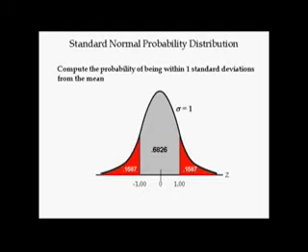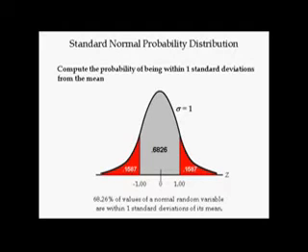equals 0.6826. Thus, 68.26% of values of a normal random variable are within one standard deviation of its mean. Hence, the empirical rule is verified.